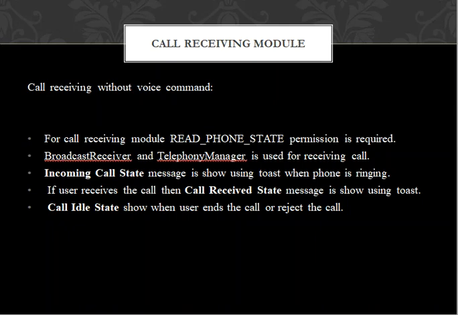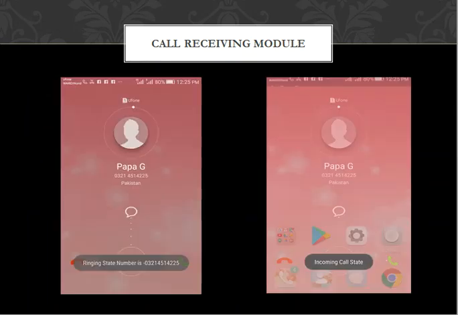We also do call receiving without voice command. For the call receiving module, the read phone state permission is required. A broadcast receiver and telephony manager are used for receiving calls. An incoming call state message is shown using a Toast when the phone is ringing. If the user receives the call, then a call received state message is shown using a Toast. The call idle state is shown when the user ends the call or rejects the call. Here is the demo of the call receiving module.